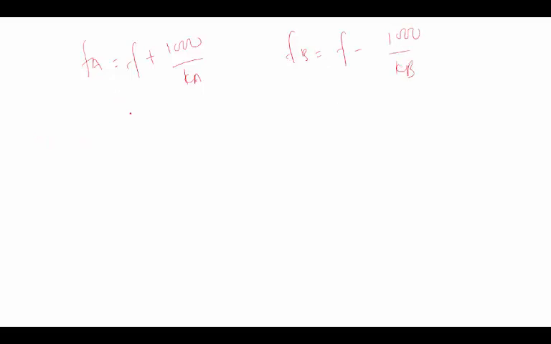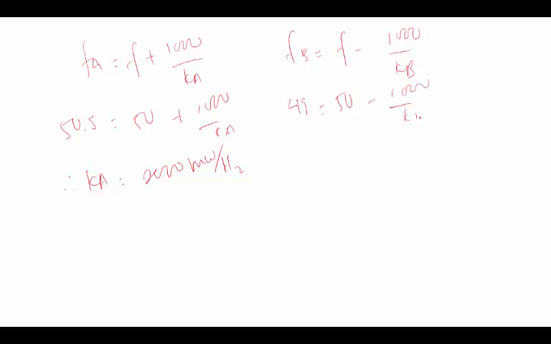So your frequency F is 50. When the tie line is open, your frequency A becomes 50.5 Hertz. This one is 1000 over KA. So you solve these things, you get the stiffness KA is 2000 megawatts per Hertz. Similarly, this one is 49, 50 minus 1000 over KB, and then you solve these things, you get KB is 1000 megawatts per Hertz. So that is the solution for number 1.